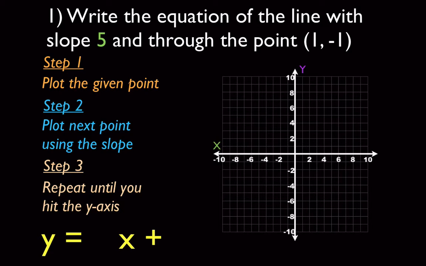Alright, so here we go. The first point that we're going to plot is 1, -1, which is right there. Over 1, down 1. Second thing I'm going to do is I'm going to plot my slope. Up 5, over 1. Okay, next I'm going to keep plotting those points until I get my line. Once I get my line, I'm going to look for where the y-intercept is. In this case, it hits at -6. So my answer is -6.